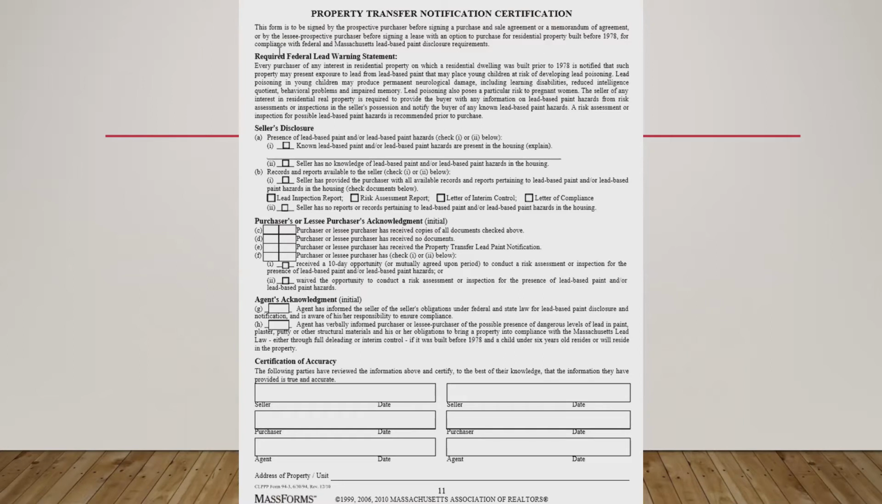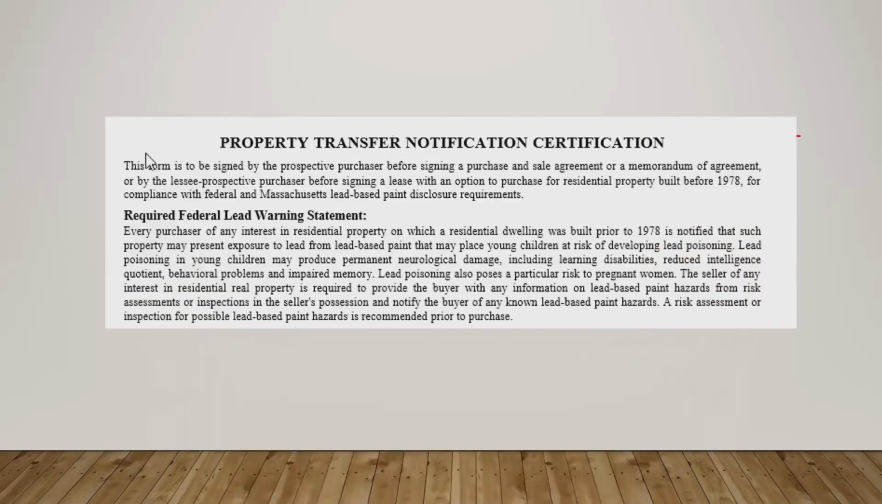Here's the actual property transfer notification. We're going to break it down into segments to make sure you're getting these filled out correctly by your buyers and sellers. The first section is just the required federal lead warning statement. It lets people know that this form needs to be signed by the prospective purchaser before signing a purchase and sale agreement or a memorandum of agreement, or by the lessee prospective purchaser before signing the lease with an option to purchase for residential property built before 1978, for compliance with federal and Massachusetts lead-based paint disclosure requirements.